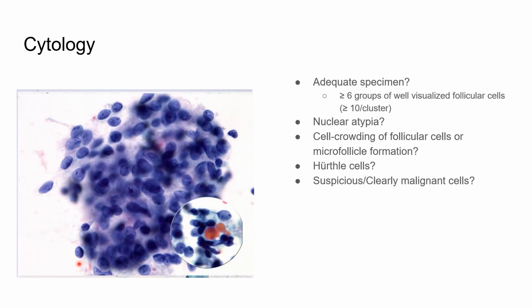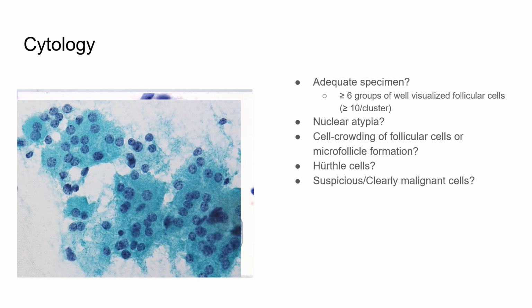There's also the question of cell crowding of follicular cells or microfollicle formation. These here are just all piled on top of each other. You see overlap of the nuclei here. It just looks like a heap of nuclei from all the cells being so tightly crowded together. And as you can see in this little inset here, there is microfollicle formation. I'm tempted to believe this might be the same thing here, but I don't know that's the case. But this is microfollicle formation here as well.